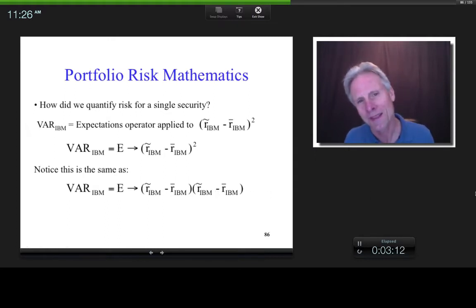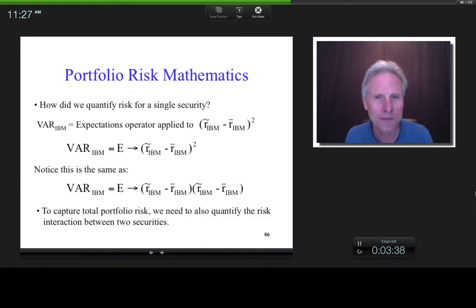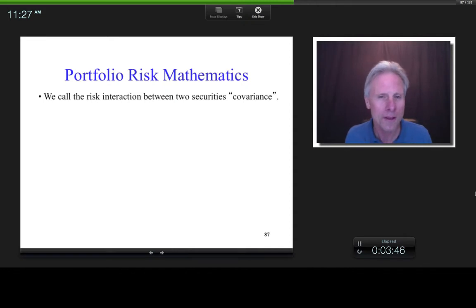So here's my question. When we think about the risk of a portfolio, well, yeah, we've got the risk of a stock with itself, but do we also need to consider the risk interaction that happens between, say, IBM and Home Depot? We do, right? And would it make sense that would be part of total portfolio risk to also include the risk interaction, if you will, that exists between securities? It would, right? So basically, we need to capture that interaction. And I will go through an example, but the name that we give to the formula that does capture that risk interaction is called covariance.